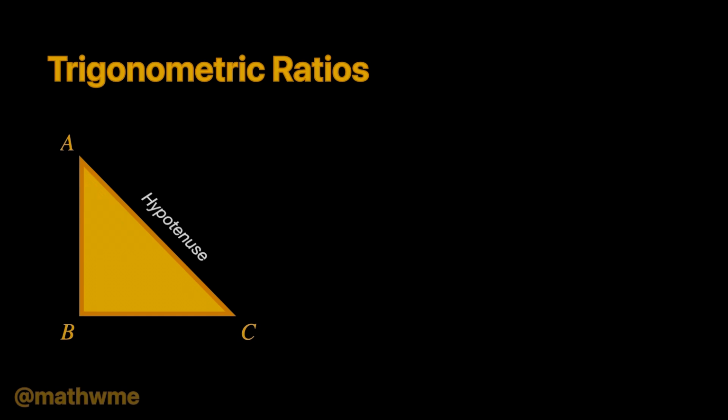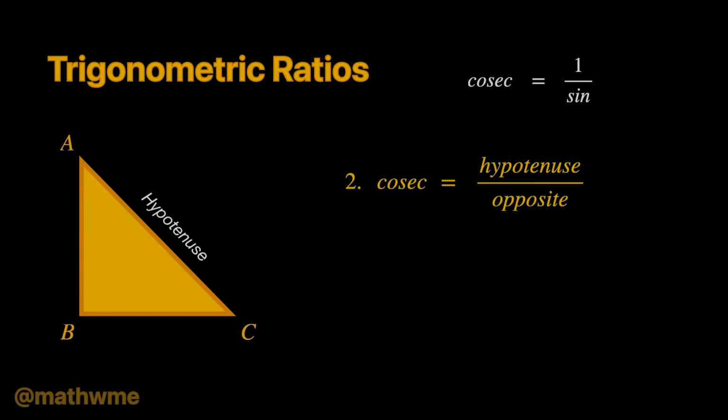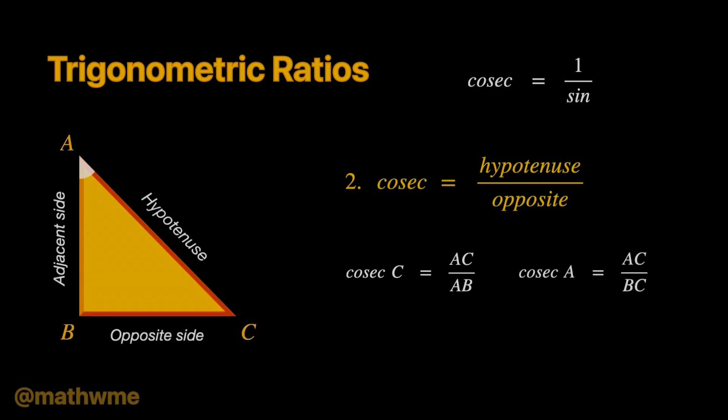Moving on to the second trigonometric ratio, that is cosecant, which is given by hypotenuse by opposite, which is the reason why we can write it as 1 by sine. From angle C, we get AC by AB, where AB is the opposite side with respect to angle C. Similarly, from angle A, we get AC by BC.